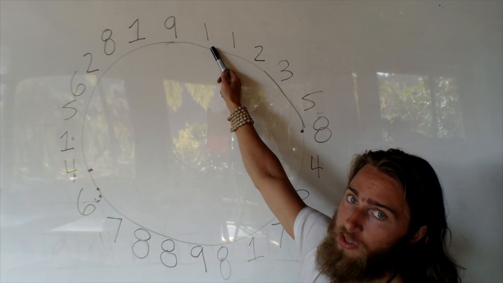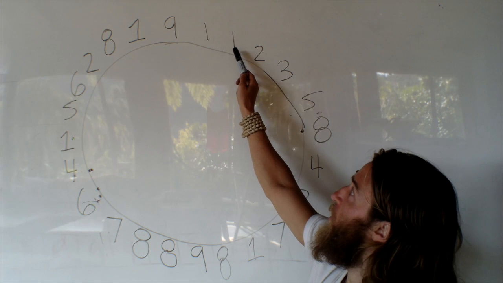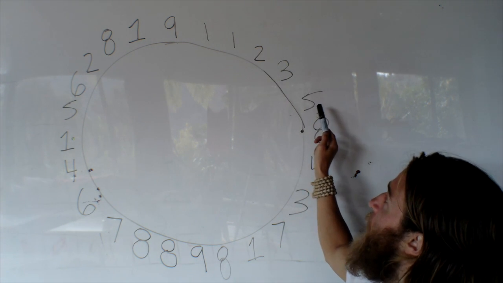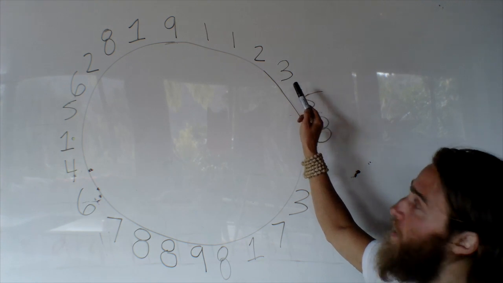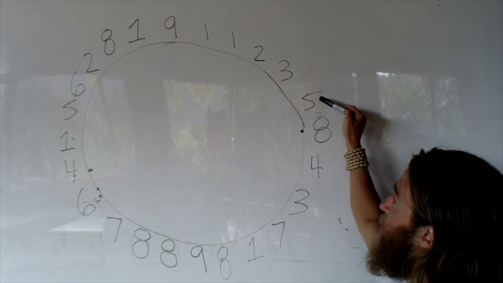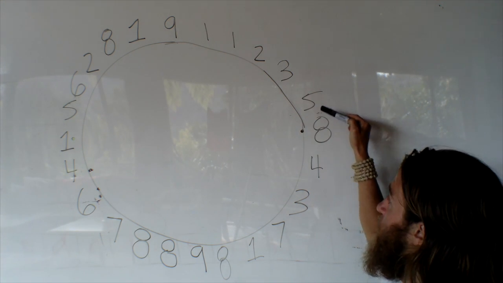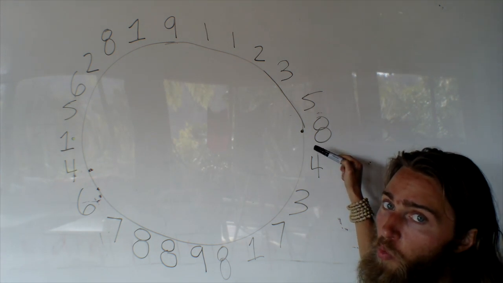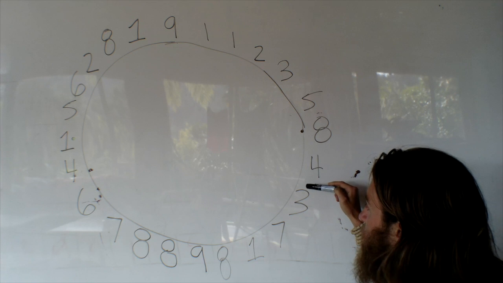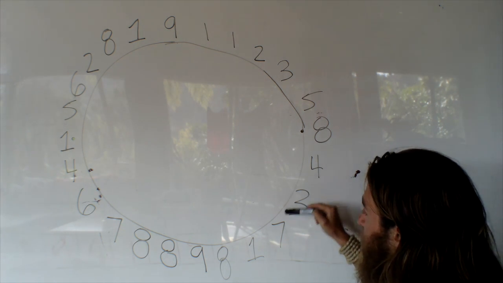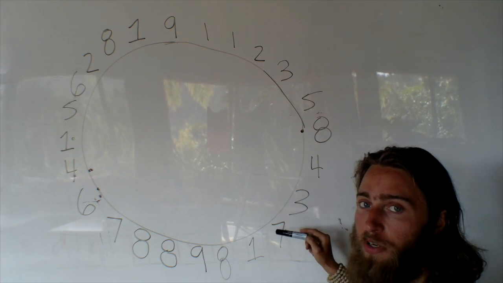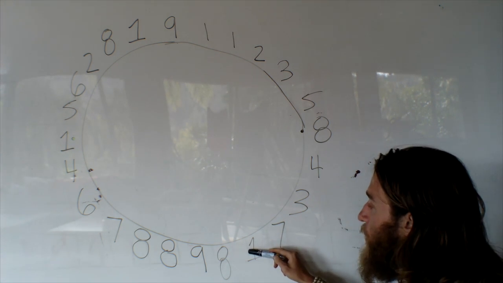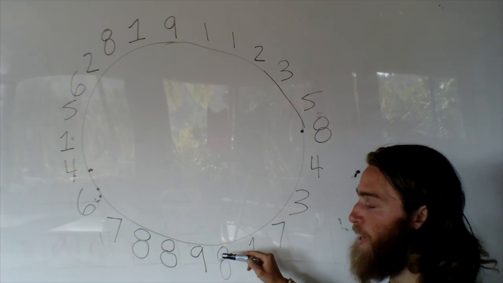Like we do with all these exercises, 1 plus 1, 2. 2 plus 1, 3. 3 plus 2, 5. 5 plus 3, 8. 8 plus 5, 13. We get 4. 4 plus 8 equals 12. 1 plus 2, from the 12, we get 3. 3 plus 4, 7. 7 plus 3 equals 10. 10 breaks down into 1 plus 0, 1. 1 plus 7 equals 8.